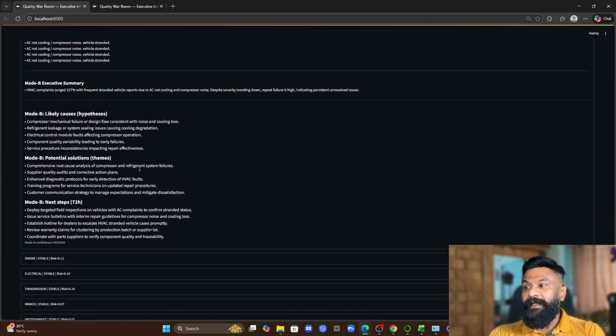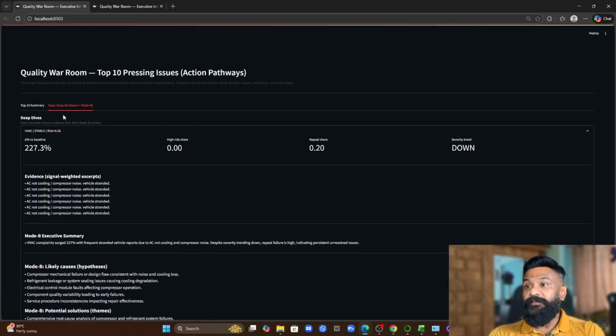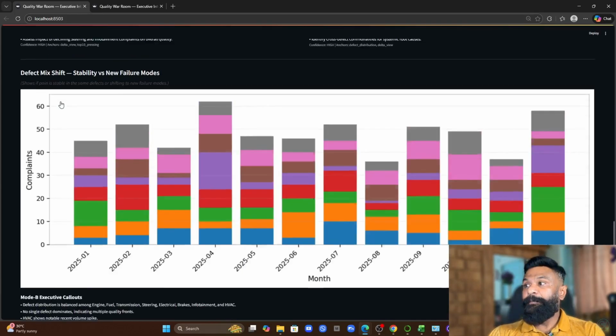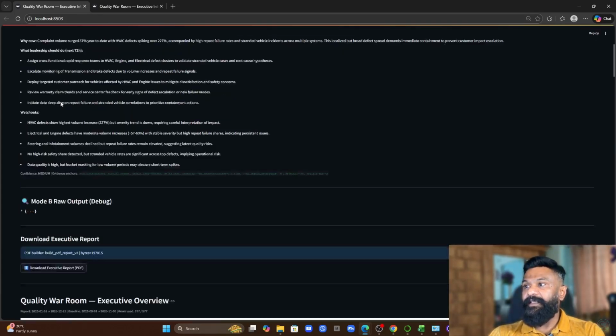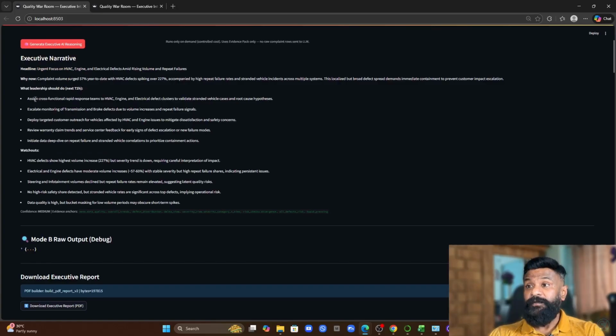So it highlights the potential likely causes, and based on that, what could be the potential solutions, like comprehensive root cause analysis of compression and refrigerant system failures to be done, supply audit to be done, and so on. So this is kind of a guidance for us to define the next step. And based on all the analysis, at the end, it gives us the executive narrative for the management. Why now? The complaint volume surged 57% year to date, with HVAC defects spiking over 227%. So it tells us where management has to focus. And what should leadership do in the next 72 hours.